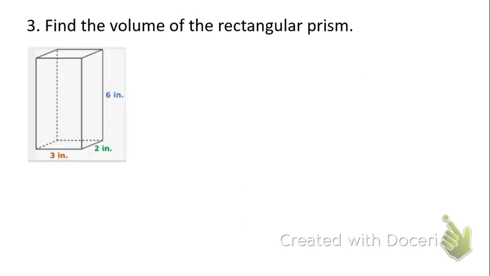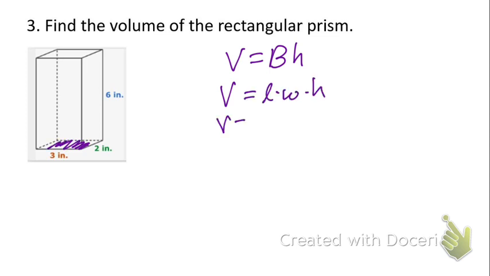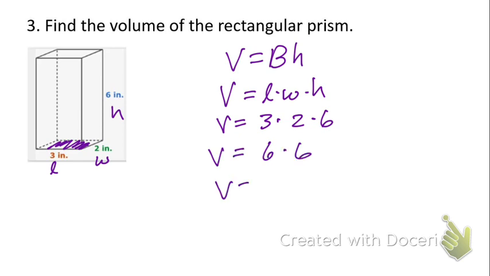And once again, pause this one. I'm going to leave it blank here for a while. You try to fill out everything. Okay, so hopefully you tried capital B times H, which means that's our base, the area of the base, which would be length times width times height. Length is 3, width is 2, height is 6. So 3 times 2 is 6. 6 times 6 is 36 cubic inches.